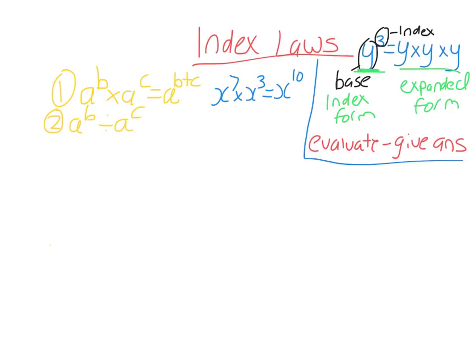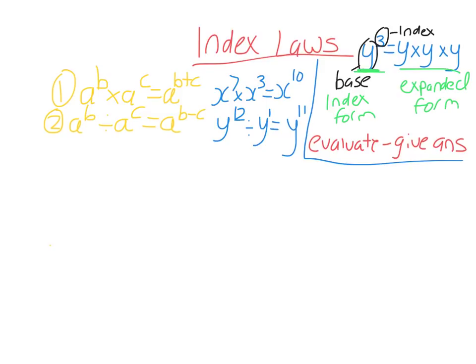So secondly, if you divide bases like this, remember a is the base because it's the thing being raised to a power, you keep the same base and subtract the powers. So if I had something like y to the power of 12 divided by y, keep the same base, subtract the powers. So y and y to the power of 1 are the same thing. 12 minus 1 is 11.